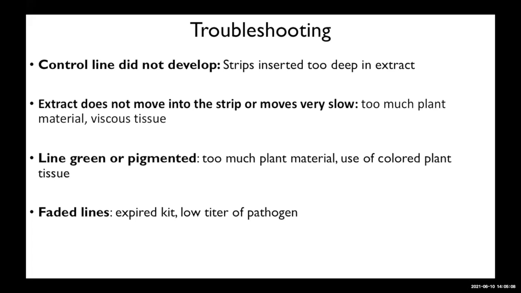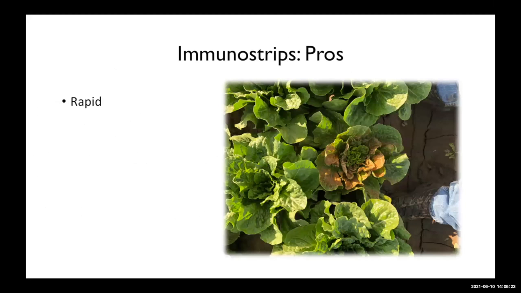Faded line, sometimes you can get a very faded line. It could mean that your kit has expired, or sometimes it could just be that the titer of the pathogen is low in your sample. The titer means the concentration of the pathogen.